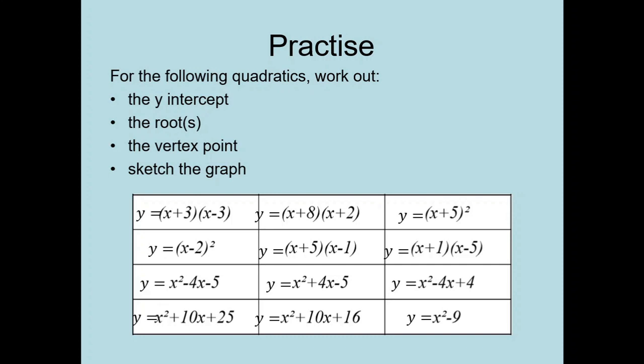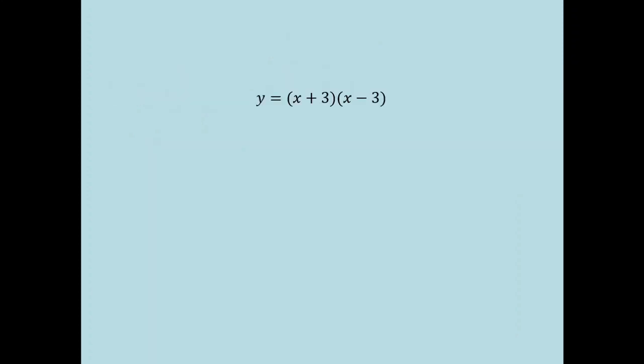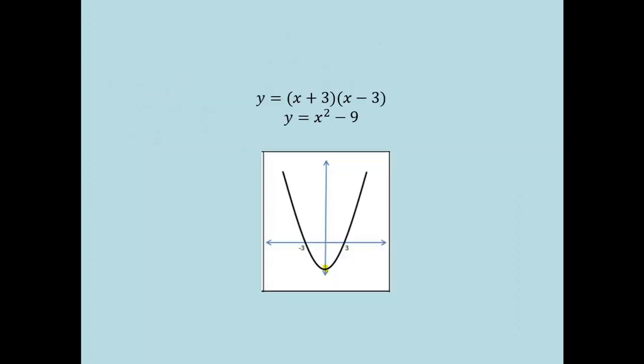Right, I hope you've hit pause. We'll go through that again. So our first example, we've got our graphed curve. We see our two roots were -3 and positive 3. We saw our y-intercept was -9, and our vertex point, or our minimum point, was (0, -9).